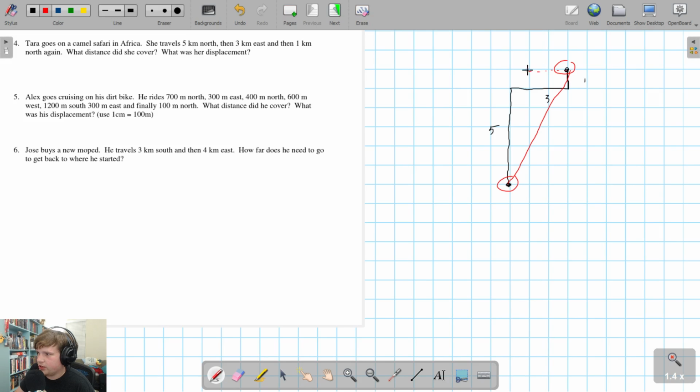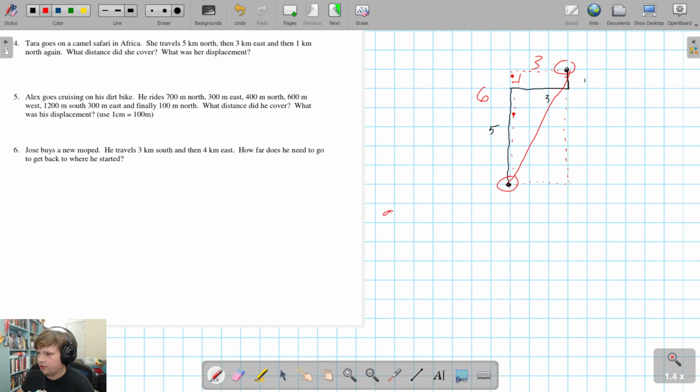I can draw my triangle out to here and down. Or if you're feeling crazy, you can draw this way and up. Either way will give you a triangle. So this was 5, but it's 1 higher, so that's a 6. And this is 1, 2, 3 across.